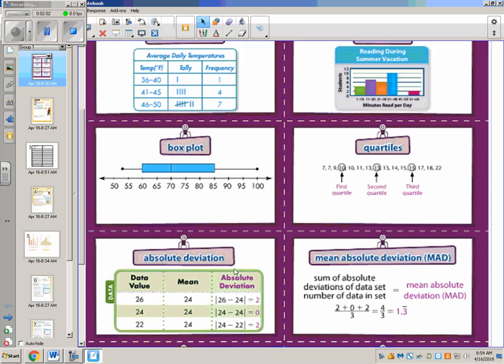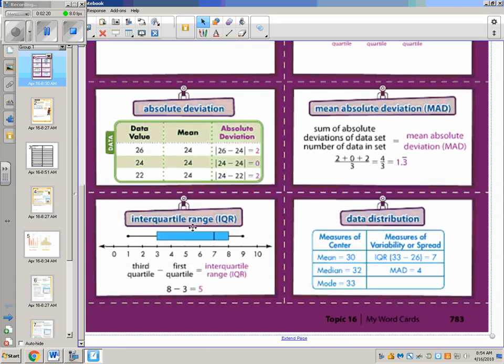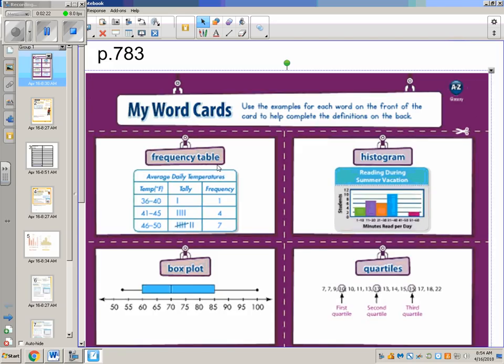Later on in this chapter, we'll take a look at box plots, which you guys have seen on your study islands, and we'll talk about how we read these. And we've looked at quartiles some, but we'll look at those more in depth in the next couple of lessons and talk about how our quartiles and our box plots are related. And we'll also go over the rest of these vocabulary words later. But today, our main focus is frequency tables, and we're going to look at histograms as well.